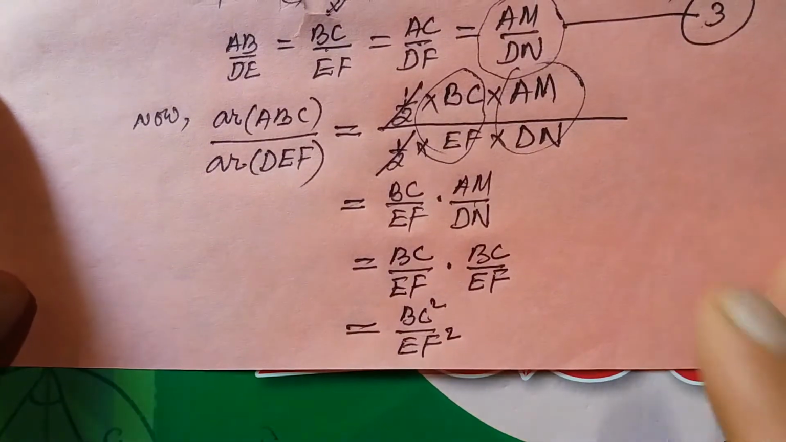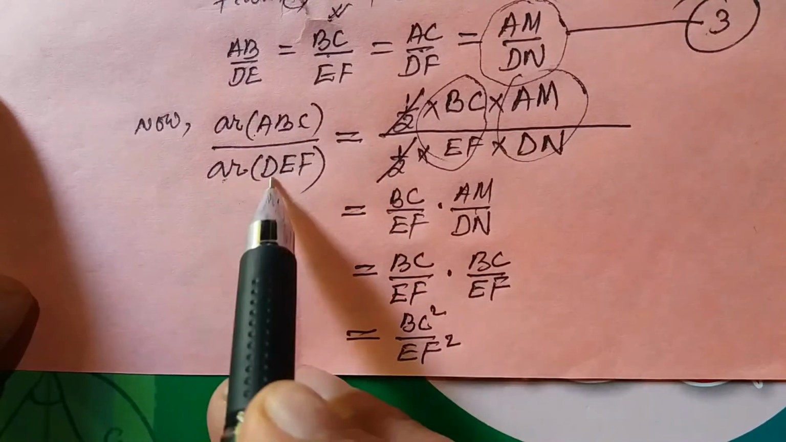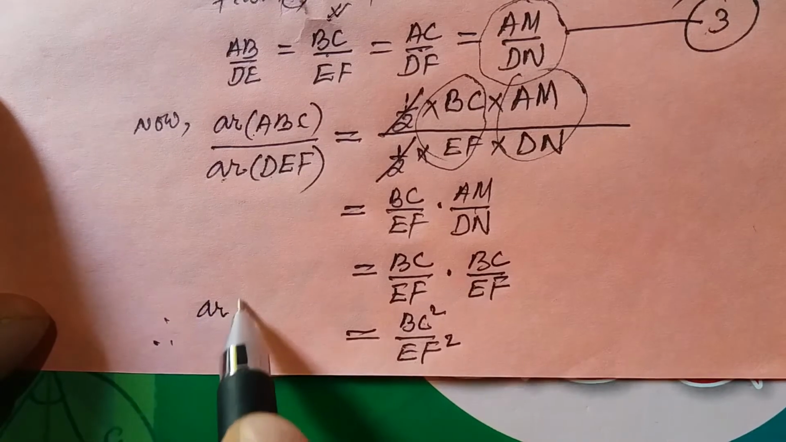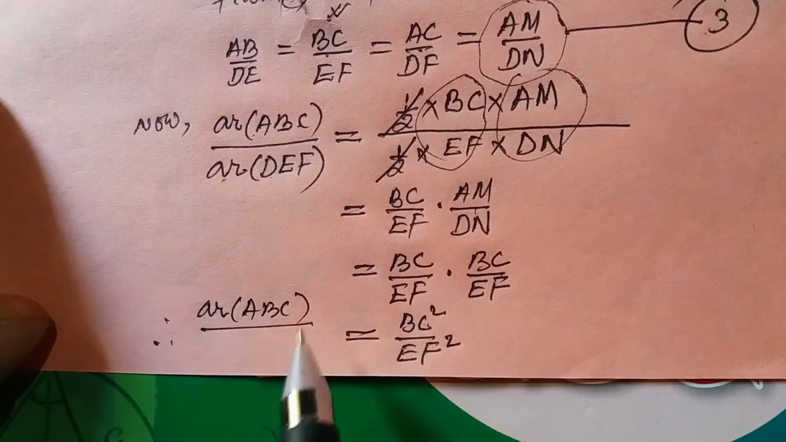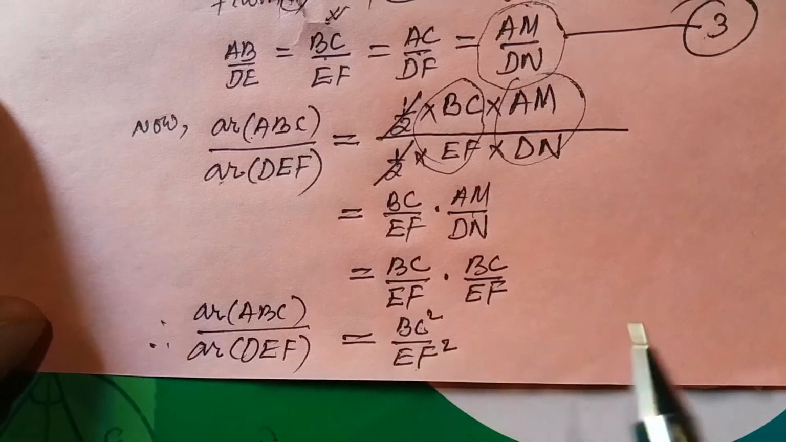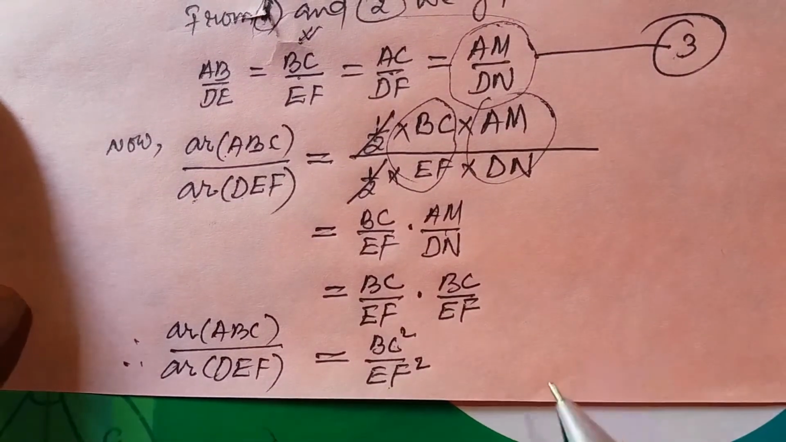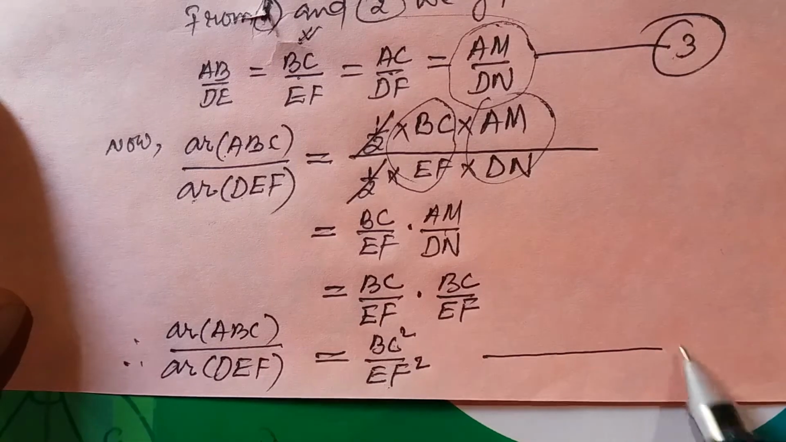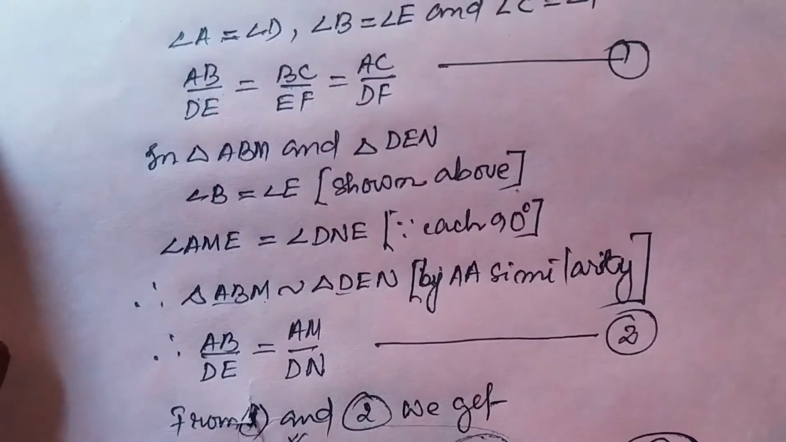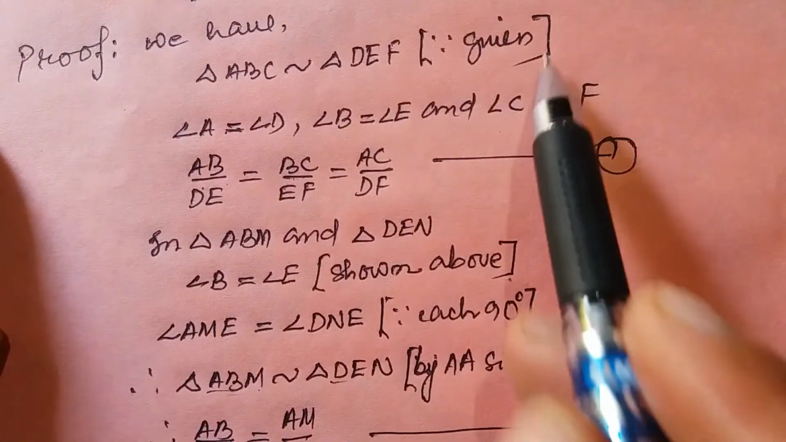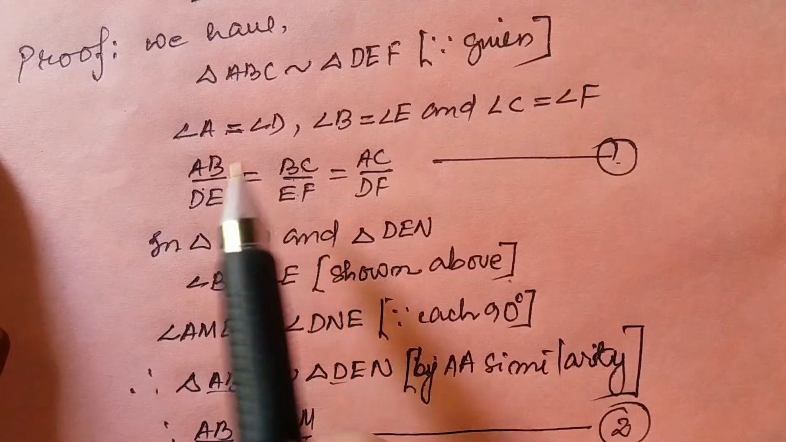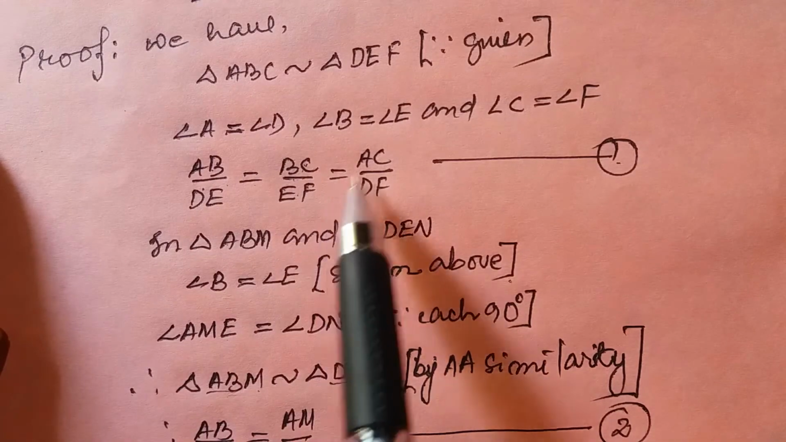Now what we got here is area of triangle ABC by area of triangle DEF is BC square by EF square. So you can just write here, therefore area of triangle ABC by area of triangle DEF is equal to BC square by EF square. Now let's call this 4. Now we are going back to 1. This is 1 here. Now AB by DE is equal to BC by EF is equal to AC by DF.